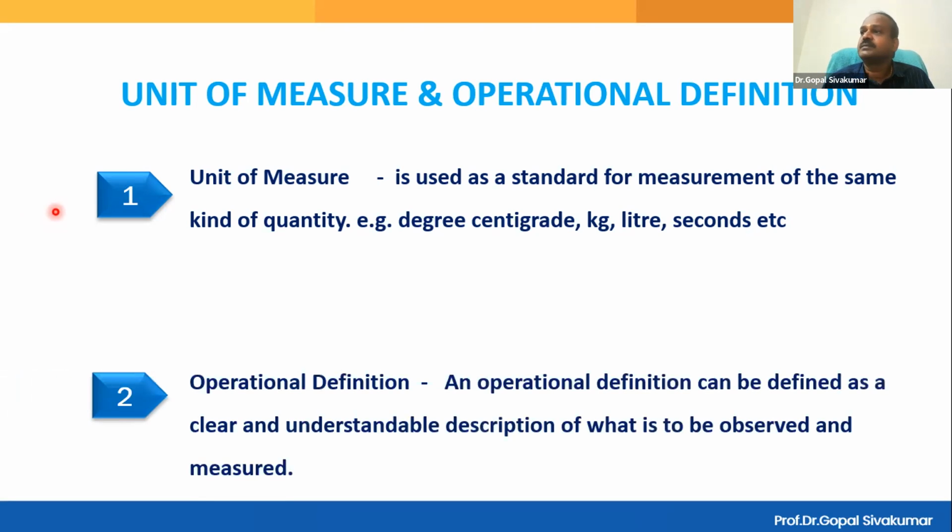Operational definition is a clear, understandable description of what is to be measured and what is to be observed. Irrespective of whoever is reading the instruction, everyone should have the same understanding. If there is ambiguity, if you are using confusing words, that is not operational definition. This is not SOP. SOP is different, its purpose is different. Here, we are giving instruction on how to collect data. Then it is called operational definition.